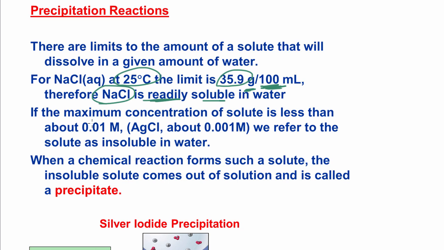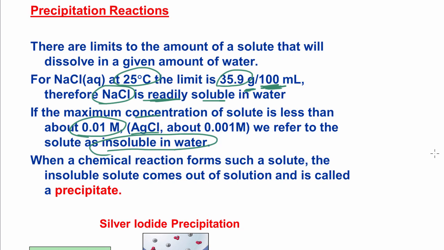We say that sodium chloride is readily soluble in water. Some ionic compounds, some salts, are not considered soluble in water. For example, silver chloride is insoluble in water. If the maximum concentration of a solute is less than about 0.01 molar, then we say the solute is insoluble in water. Silver chloride would be considered insoluble.